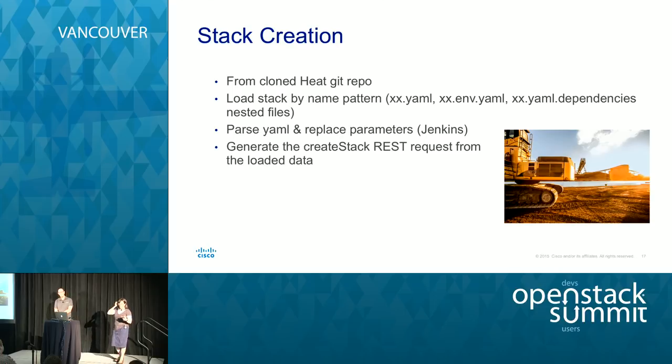When we clone the heat stack from a Git repository, we expect multiple heat stacks to be in the same Git repository, so we expect a folder called after the product, and we expect two or three files in one directory. If the product is called XX in this example, we expect the main YAML file to be xx.yaml, the environment variables to be put in xx.env.yaml, and then another directory with all the rest of the YAML and bash files and whatever is needed in xx.yaml.dependencies.